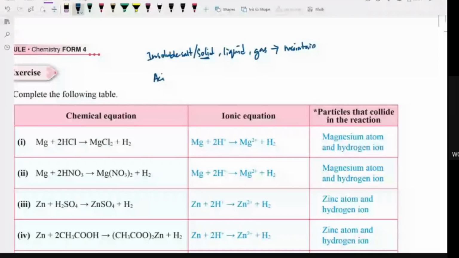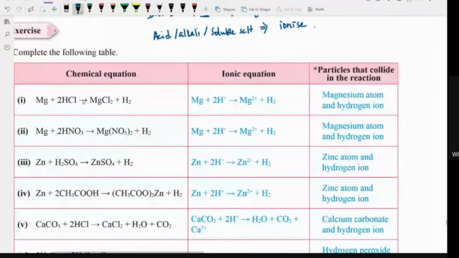Let's see. Magnesium and hydrochloric acid produce magnesium chloride and hydrogen gas. Here, magnesium is a solid, a powder. Hydrochloric acid is an acid, so we need to change it to ions, meaning hydrogen ions and chloride ions. Magnesium chloride, is it a soluble salt, class?